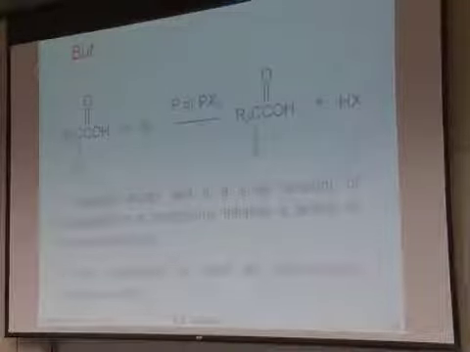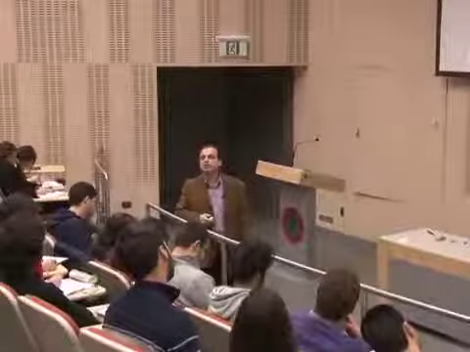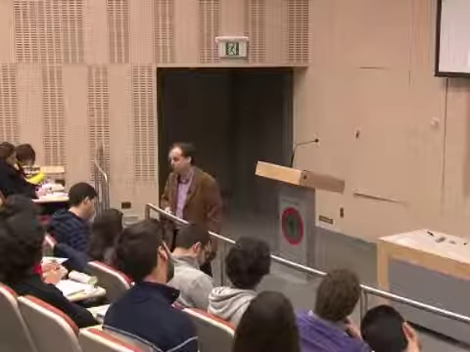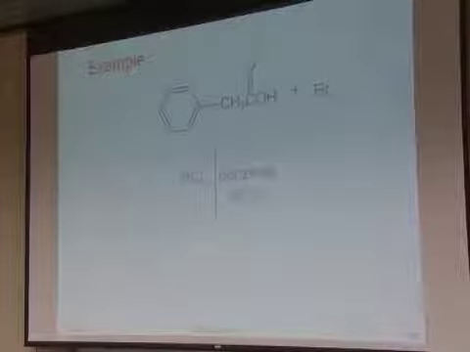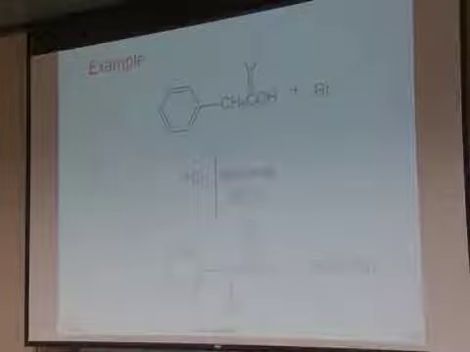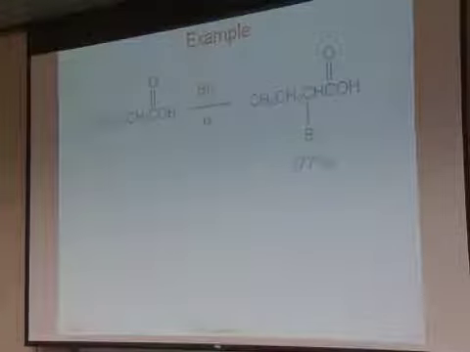So the Hell-Volhard-Zelinsky reaction is simply the alpha halogenation of a carboxylic acid, and that can be done by adding Br2 and phosphorus. For instance, if you have the benzyl carboxylic acid and you add Br2 in the presence of phosphorus trichloride, with benzene as solvent, you can get the alpha bromination. Here is another example. You have butanoic acid and you add Br2 and phosphorus, and you can achieve the alpha bromination. Now this reaction is very useful.